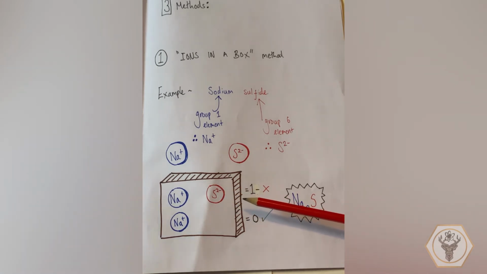+1 + 1 - 2 equals 0, and that's right because there's no overall charge. I rewrite my findings as a simple formula. Na subscript 2 S: there are 2 sodiums to every 1 sulfide ion in this compound.